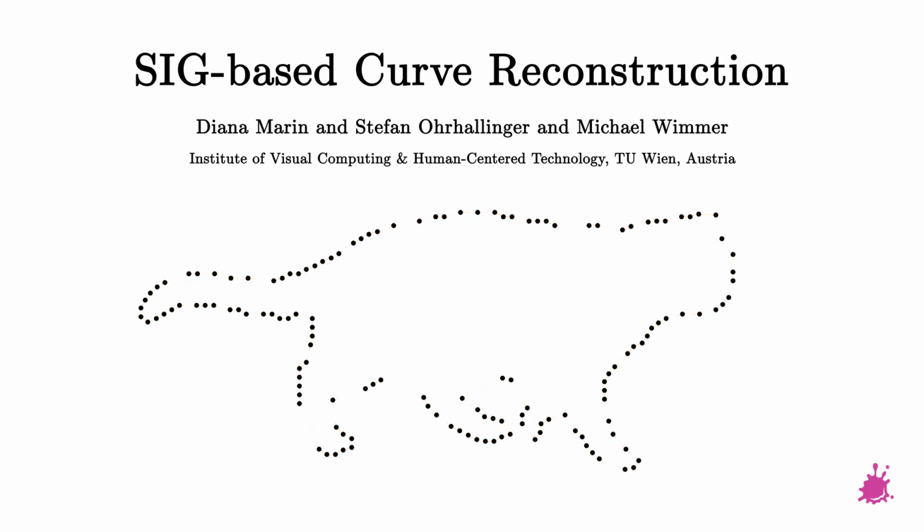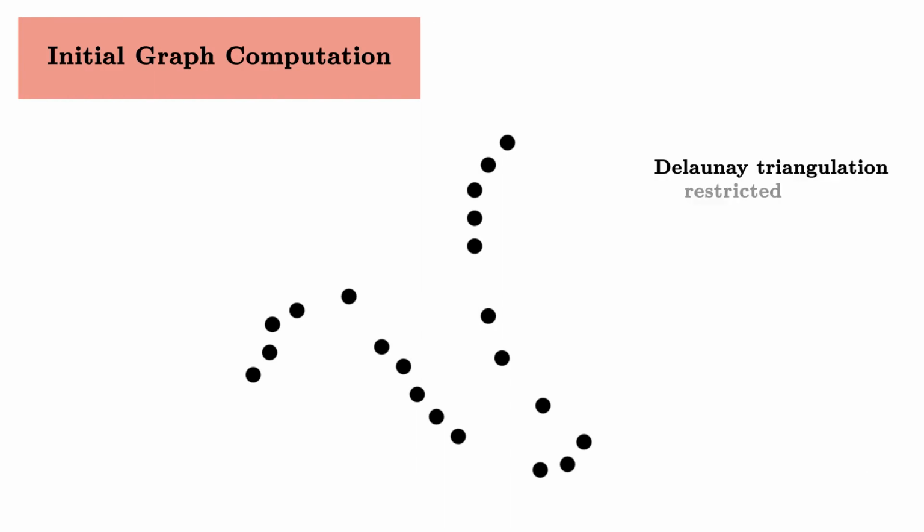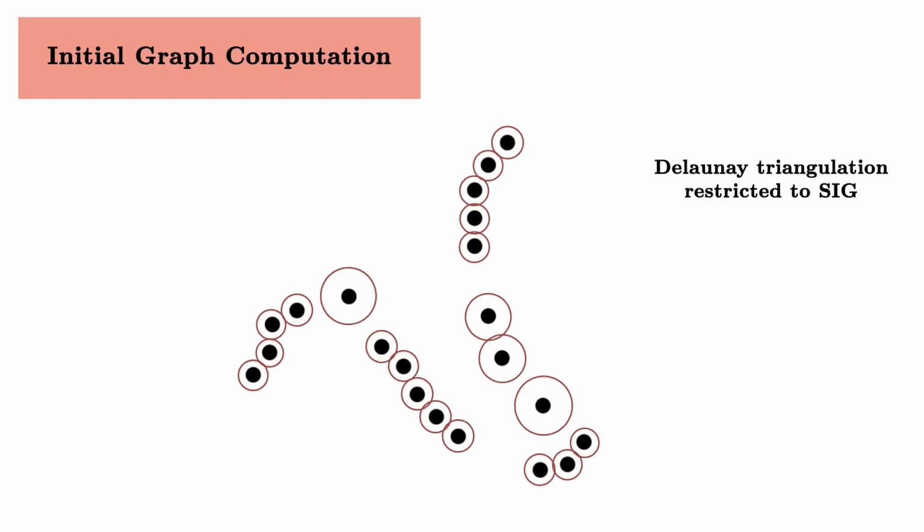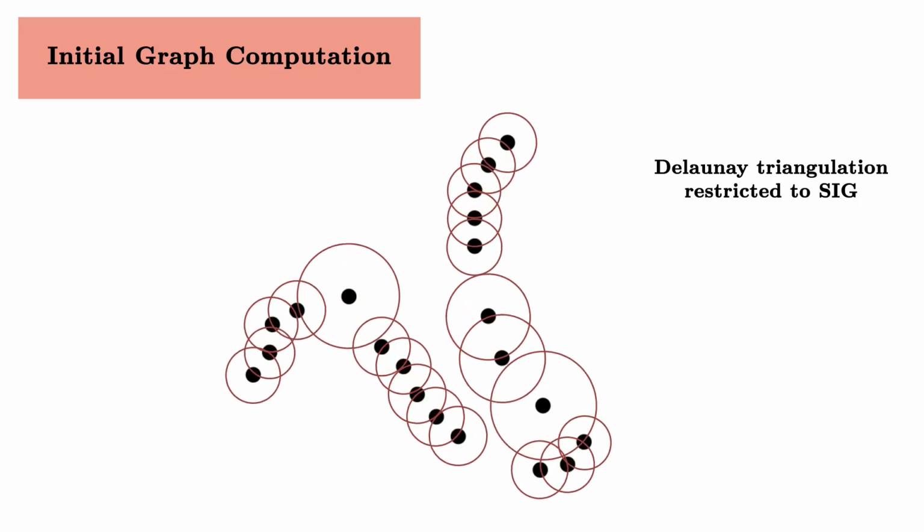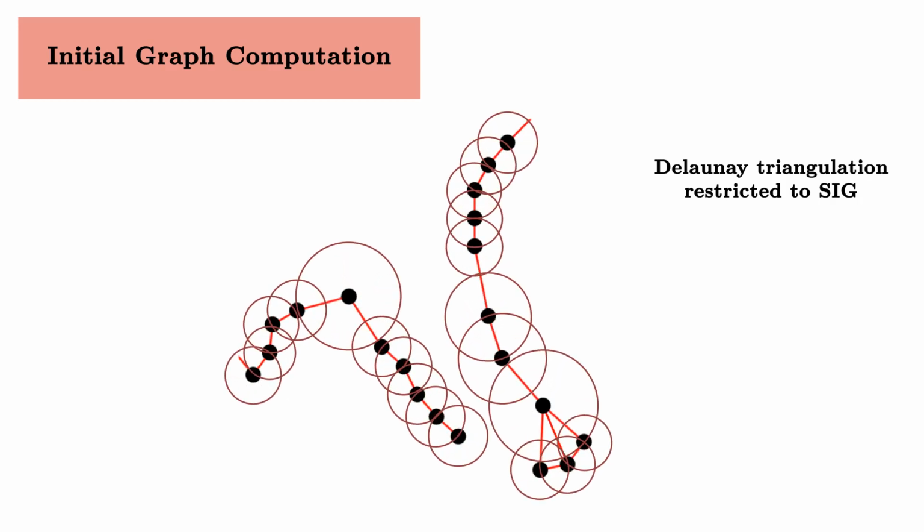Our method is inspired by the connectivity algorithm, replacing their starting graph with a SIG-based graph and then enhancing it. We filter edges from the Delaunay triangulation, which are also in the SIG. An edge is in the SIG if it is shorter than the sum of distances of its vertices' nearest neighbors, as illustrated by overlapping circles.